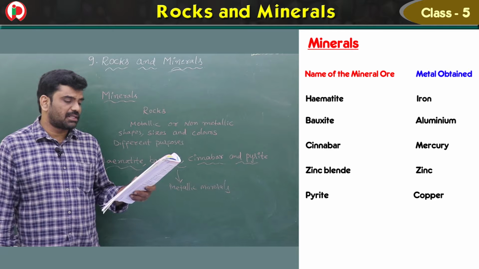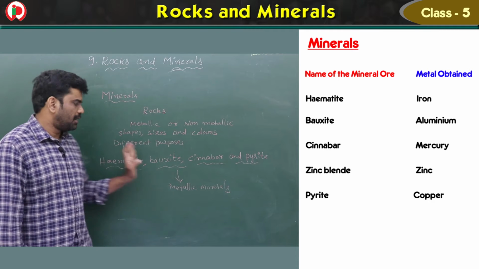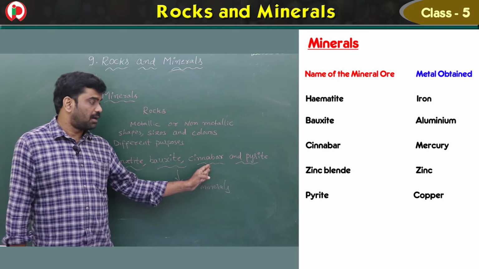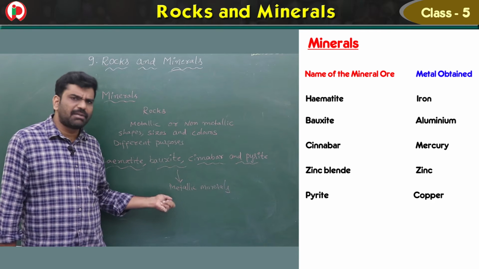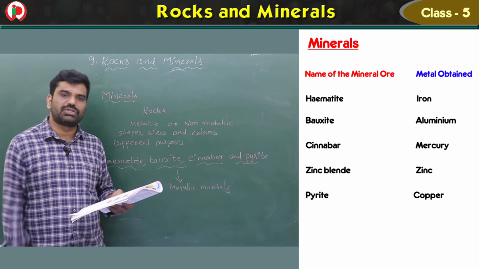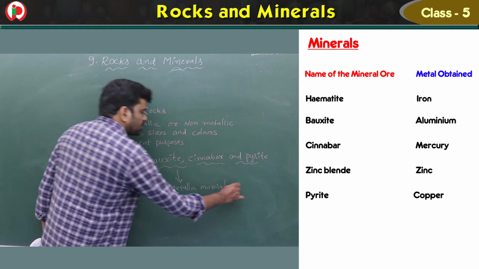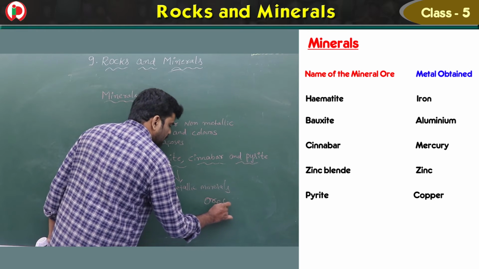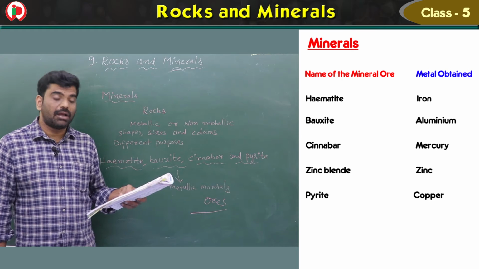From metallic minerals, metals can be extracted. So from hematite, bauxite, cinnabar and pyrite, from these metallic minerals only the metals can be extracted. Extraction means taken out. Such minerals are called ores. So these metallic minerals are called ores. From these ores only the metals can be obtained.